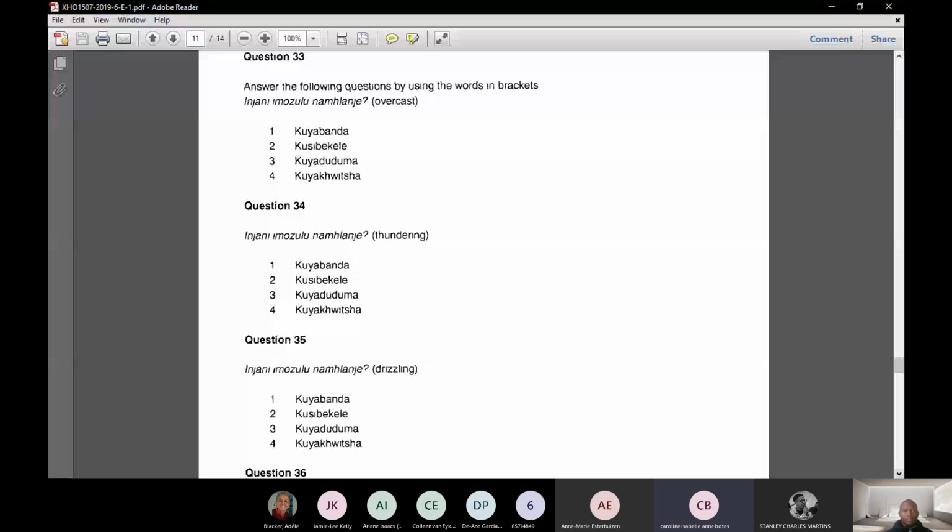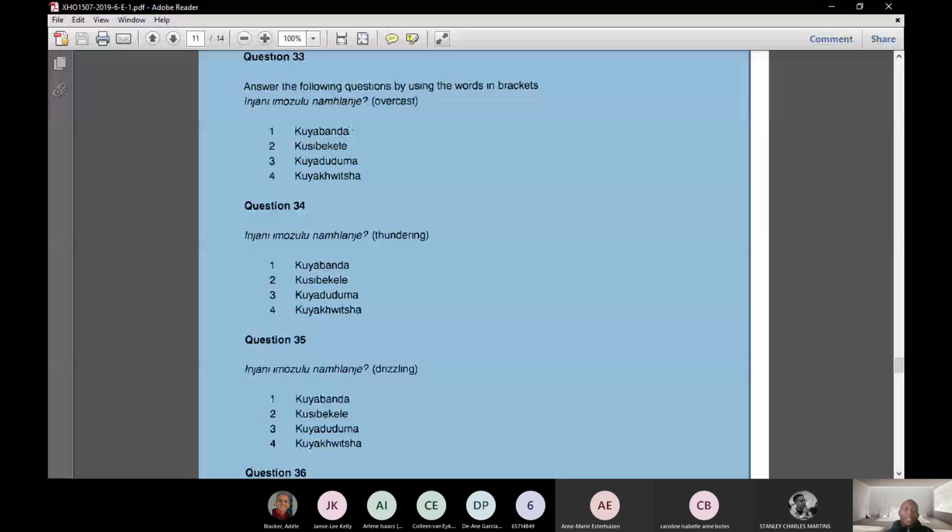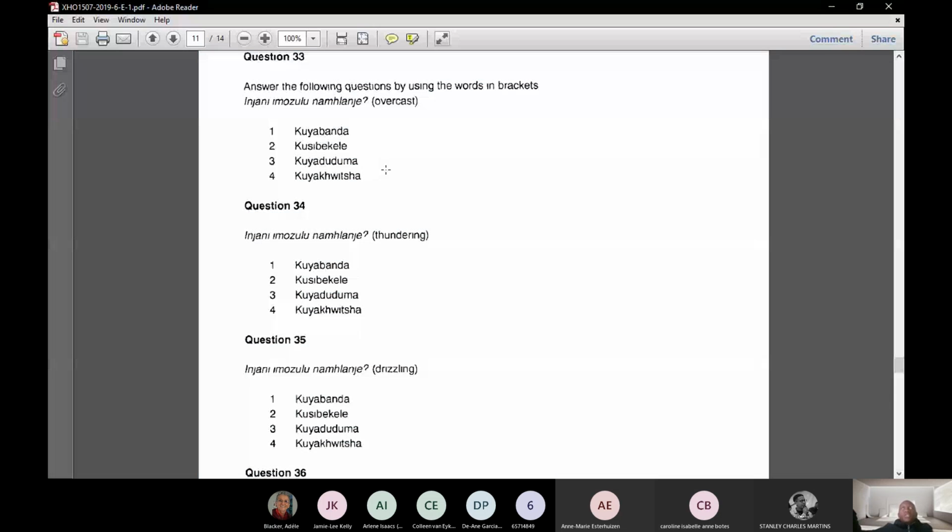Could it be number 2? Oh no, it's not number 2. Number 1 means kuyabanda, it's cold. Kuyaduduma, it's thundering. Number 4, kuyakhwija, it's drizzling. So which option is it? Okay, the correct answer is number 2, usibekele.